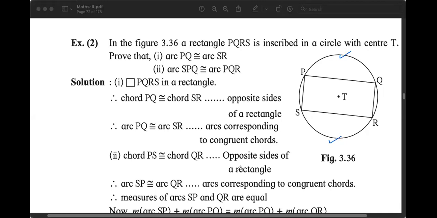Remember, we have only learned one new theorem today. The theorem is, if the arcs are congruent, then the corresponding chords are congruent. If the chords are congruent, then the corresponding arcs are congruent, converse of each other. Here we are being asked to prove that the arcs are congruent. That means we will have to find some chords that are congruent, and the corresponding chords are here. For the arc PQ, the chord is PQ. For the arc SR, the chord is SR. And we already know that the chords are congruent because it is a rectangle. Opposite sides are congruent.